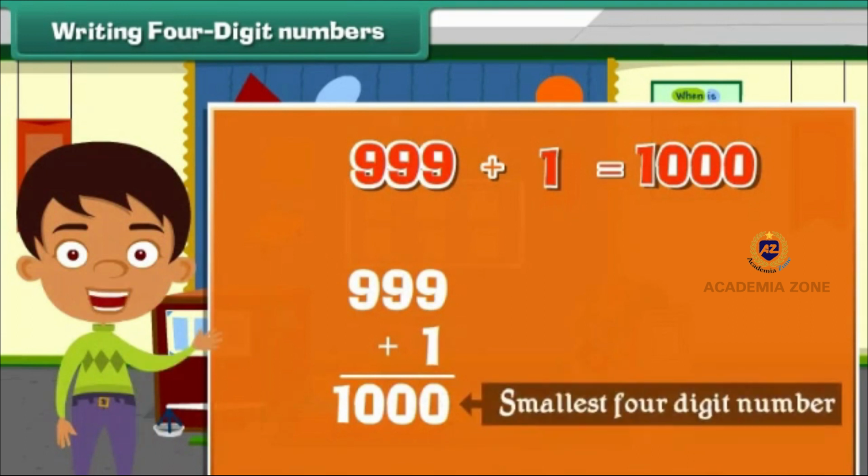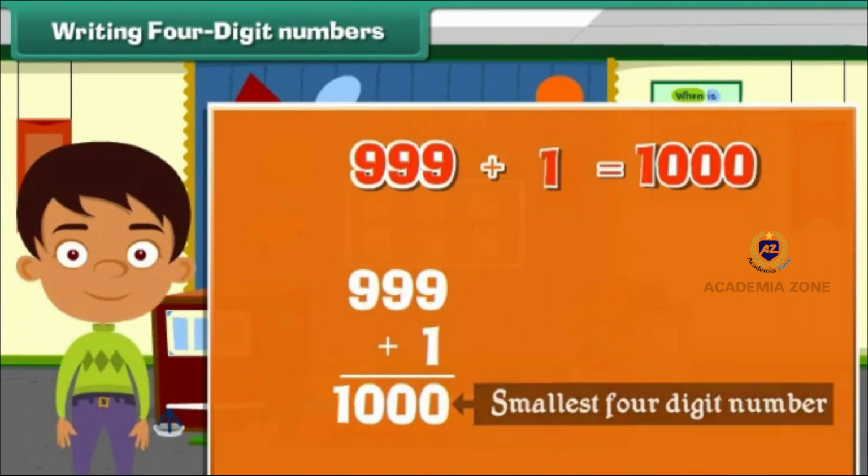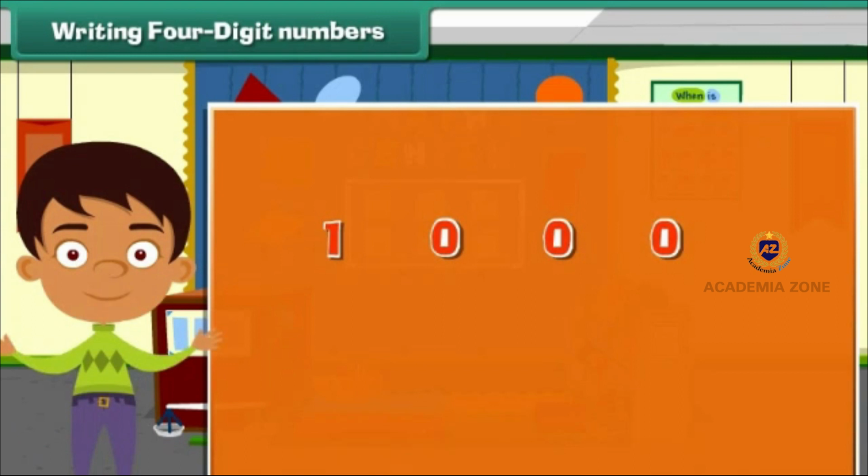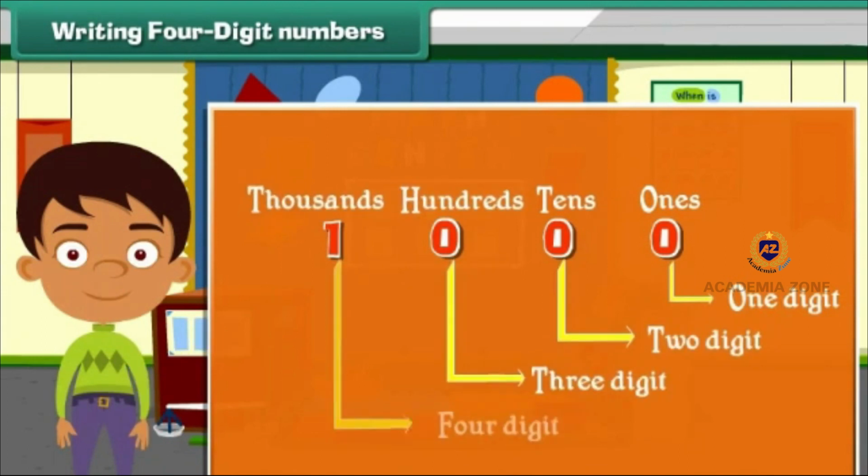1000 is the smallest four-digit number. A four-digit number has four places. Starting from the extreme right, there are ones, tens, hundreds, and thousands.